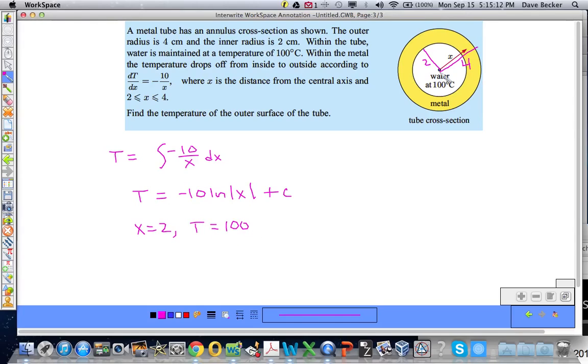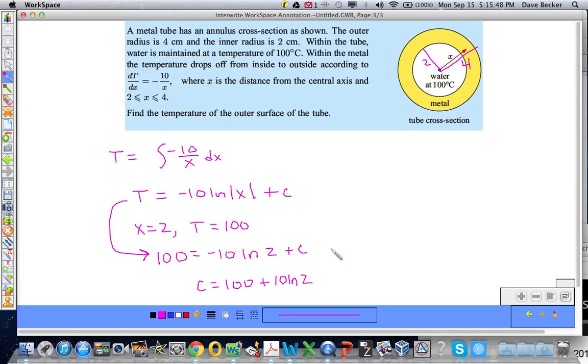How do we know that? Because that's right at the edge there. It's 100 degrees all the way around. How can that help us? Well, we can do a little bit of substitution. I'm going to replace T with 100. So 100 is going to equal negative 10 times the natural log of 2 plus C. And solving that, we get C equals 100 plus 10 natural log of 2.